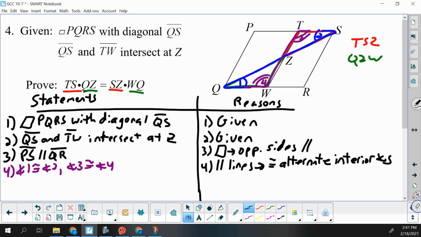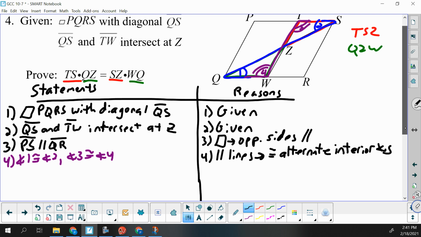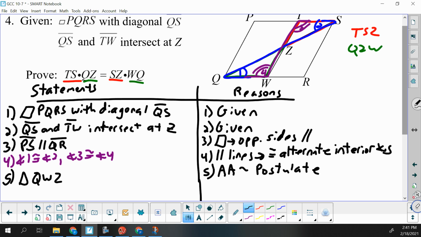And now we can do our 3 steps to finish off a similar triangle proof, because we got 2 sets of angles. We'll do angle, angle, similarity postulate. And we'll name our triangle similar. We've got triangle QWZ. It's similar to triangle. Q was the blue angle that matched with S. W was the purple angle that matched with T. And then the Z's match up.